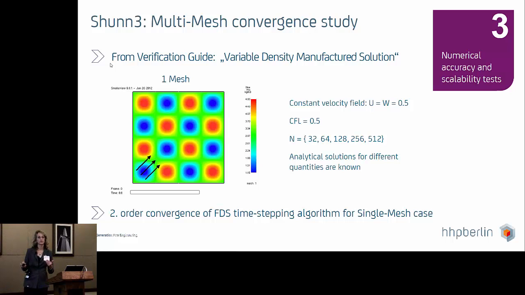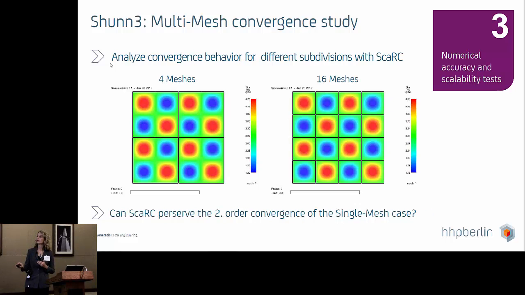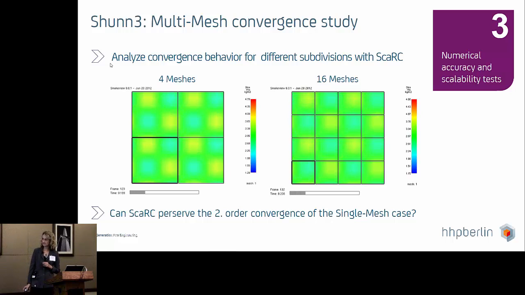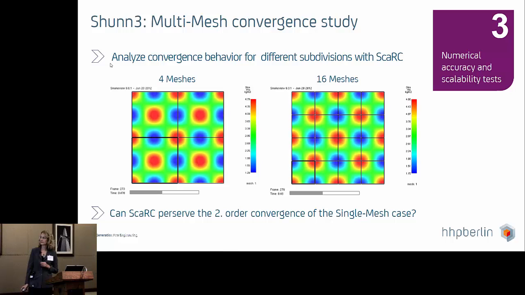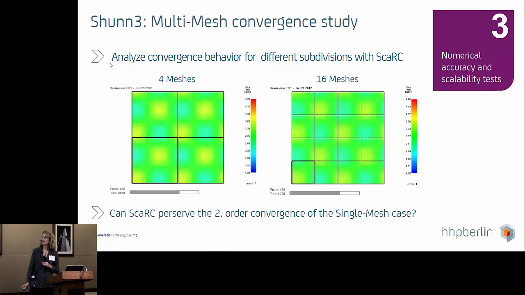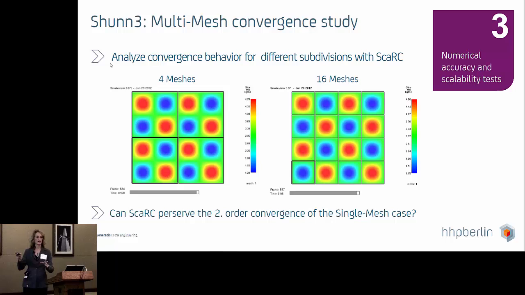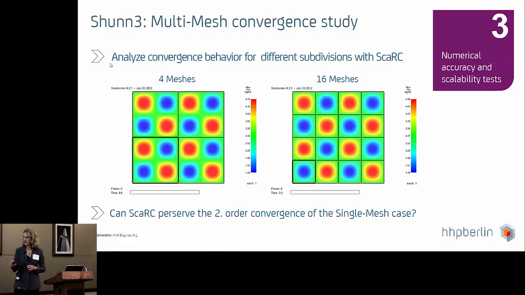Now I wanted to know if ScaRC is able to reproduce this result even for the multi-mesh case. So I subdivided the domain into 4 and 16 meshes. Here you can see the whole simulation. If it runs, yes, it does. So there is no obvious difference between the simulations.